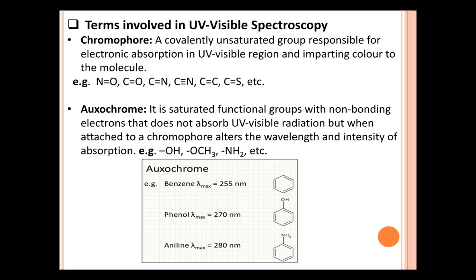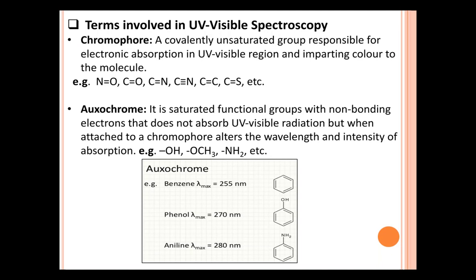First is chromophore. It is a covalently unsaturated group responsible for electronic absorption in visible region and imparting color to the molecule. So a molecule has color due to presence of a chromophore because it absorbs radiation in visible region. It is a covalently unsaturated group, meaning it contains multiple bonds, such as nitrogen double bond oxygen, carbon double bond oxygen, carbon triple bond nitrogen, carbon-carbon double bond, etc.